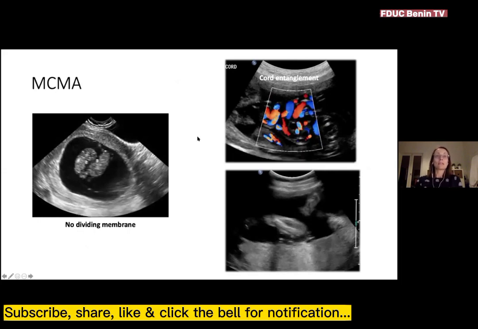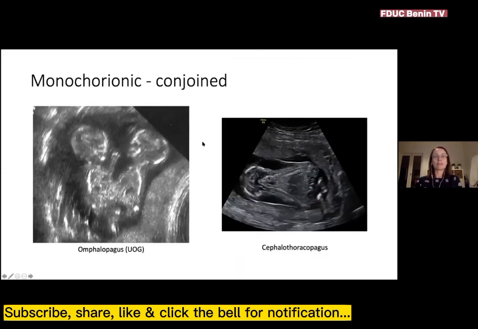And then the extreme example, which I'm very impressed that Ahiga remembered was one of the diagnoses I made in Benin City, is of conjoined twins, which is very easy to diagnose in the first trimester because the twins are obviously very closely associated and aren't able to be separated.